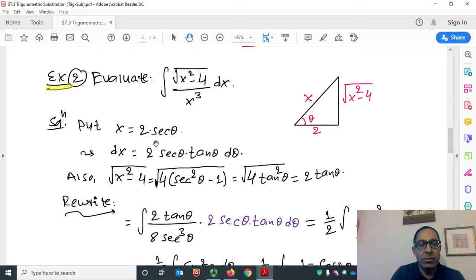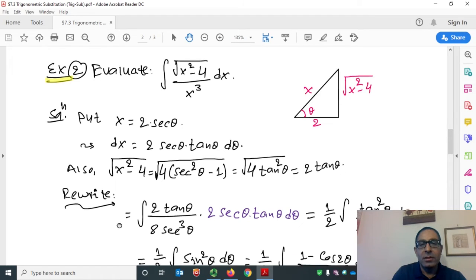And also let me talk about this right triangle here. So we put x equals 2 secant theta. That means secant theta equals x over 2. So that means x is my hypotenuse, 2 is my base. Then by Pythagorean theorem, my perpendicular must be radical x square minus 4. So now, let me scroll down.